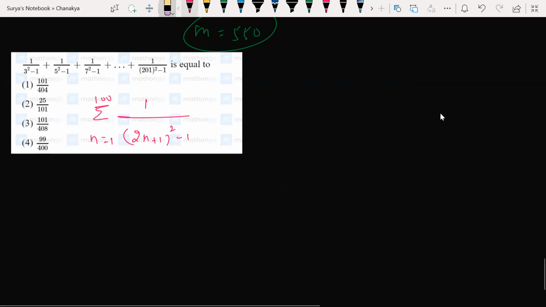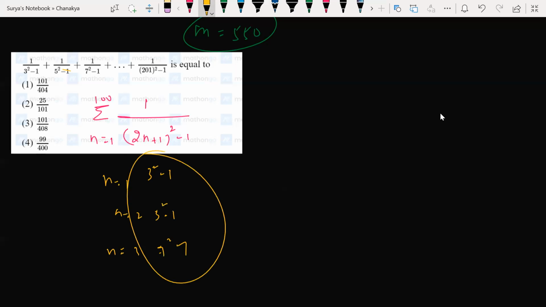Am I correct? Check kar lo. N value substitute 1, beta. So 3 square minus 1. N value 2 substitute, denominator is what? 2, 4, 4, 5. 5 minus 1. N value 3, substitute karo, 6, 7 square minus 1. Check kar lo. All the denominators are getting like that only. So that is how I can write like that.